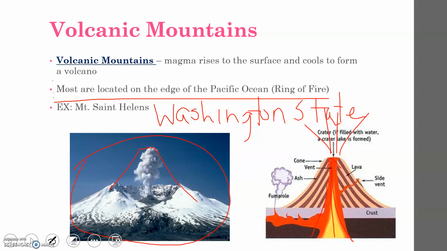So volcanic mountain is just another way of saying essentially it's a volcano. The difference between these and the fault block mountains and the other mountains as well, this one has this magma chamber here underneath the surface that will allow it to eventually erupt, whereas the other ones do not. They do not have magma underneath the surface.